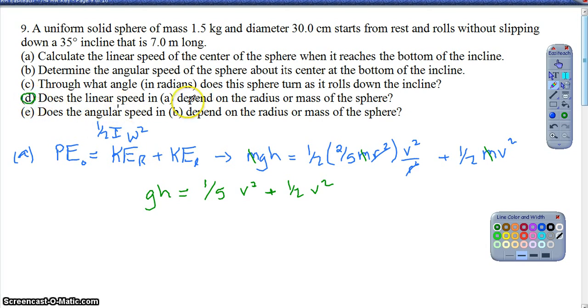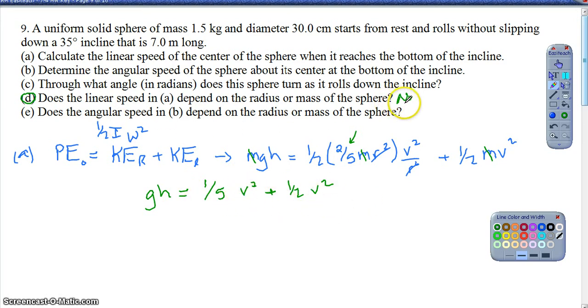Does the linear speed in A, our linear velocity here, depend on the radius or the mass? No, it doesn't, right? I can get this same velocity no matter what the mass, no matter what the radius. The only thing that really is important is the height and the shape, because the shape is going to affect what coefficient I use down here. So the shape and the height are the only two really independent variables, if you will, for that final velocity.